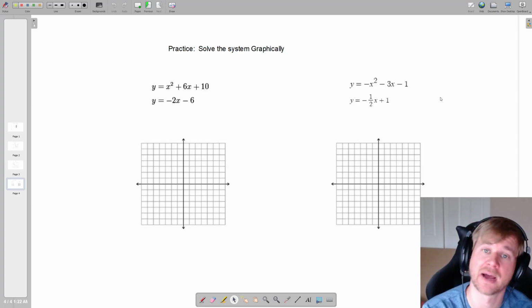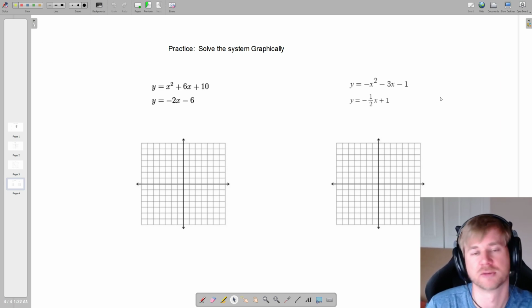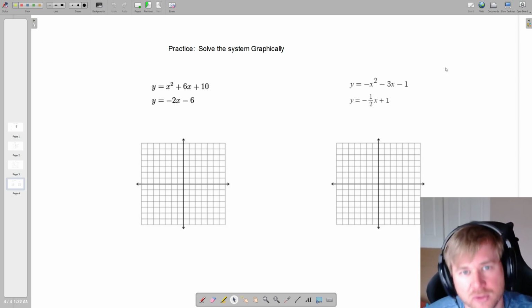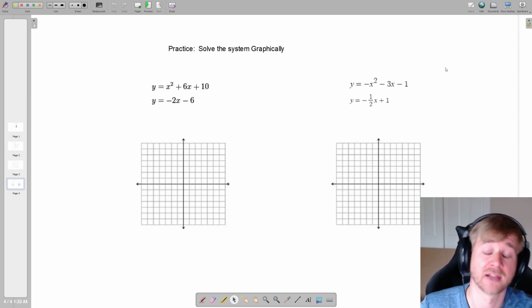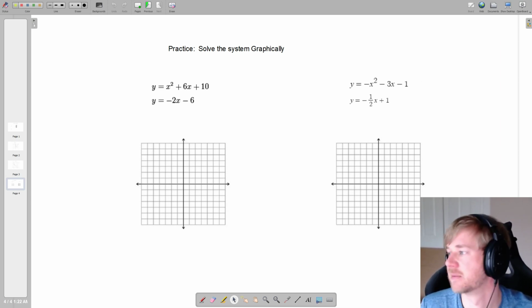So what you need to do now is hop on to Schoology. You have a 3-question checkpoint. It should be very easy. You just need to graph them and tell me the solutions. Next week we'll do them algebraically, so we'll actually do some factoring. If you want to get a head start on that, look at your factoring. I'll link a Khan Academy for you as well.